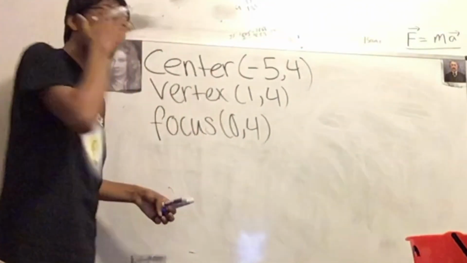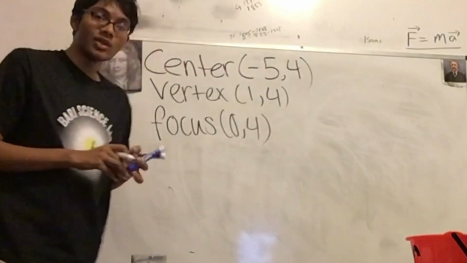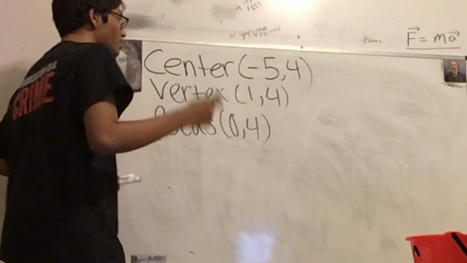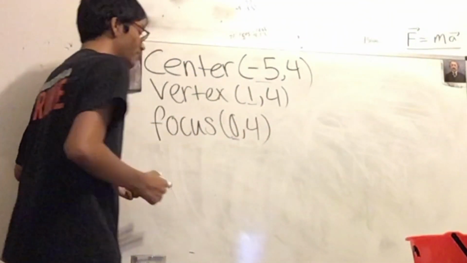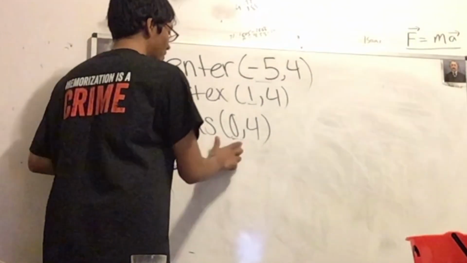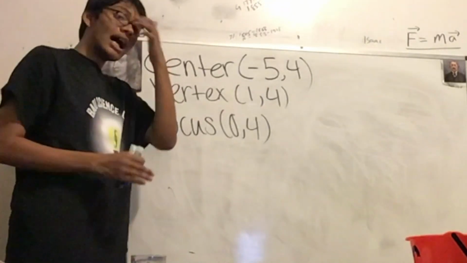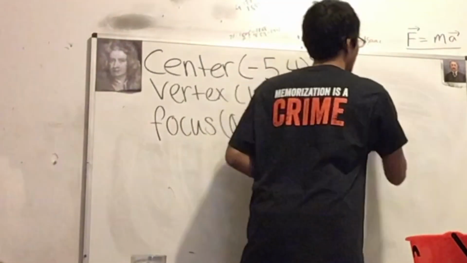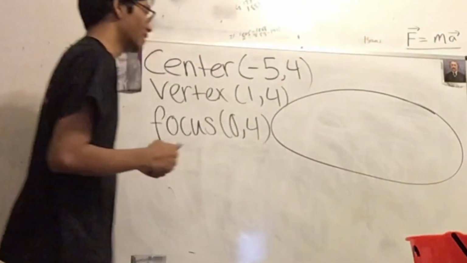Alright, so first thing we want to know is, is this a horizontal or a vertical ellipse? Well, to answer that question, look at what coordinate is changing. And you see, it's going to be my x coordinate, right? So automatically, I can tell this is going to be a horizontal ellipse, okay? So let's go ahead and draw a horizontal ellipse here. This time I'll make it pretty big. So that's my horizontal ellipse.